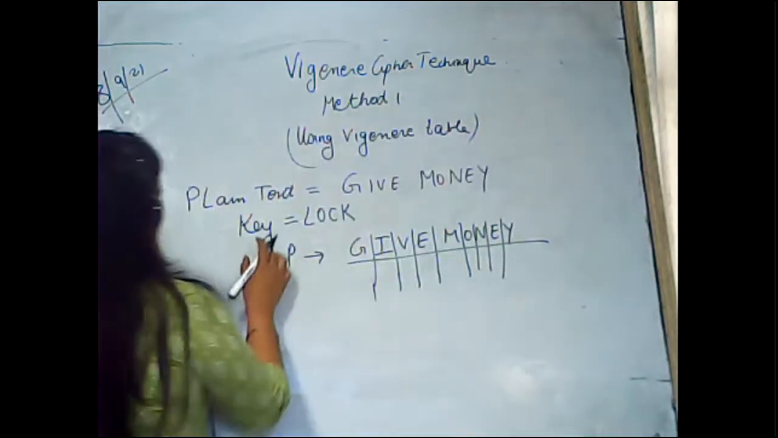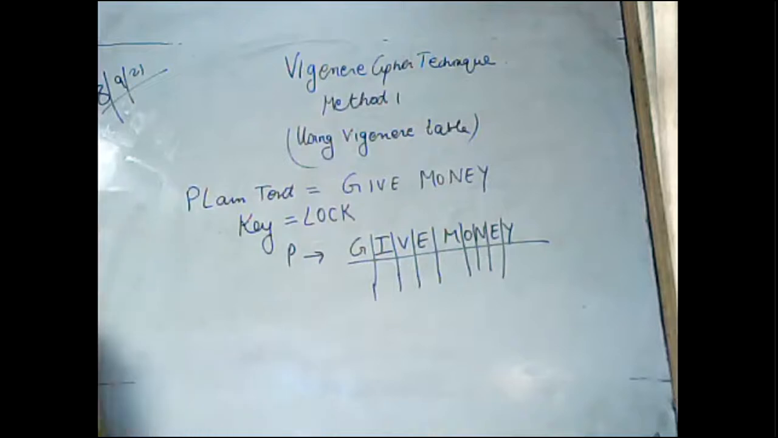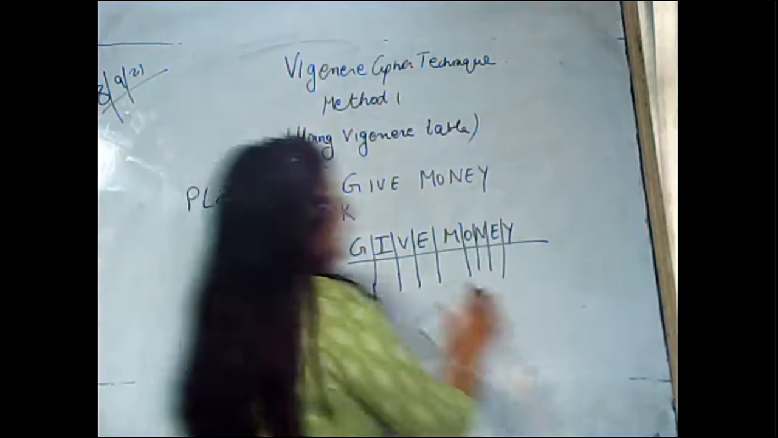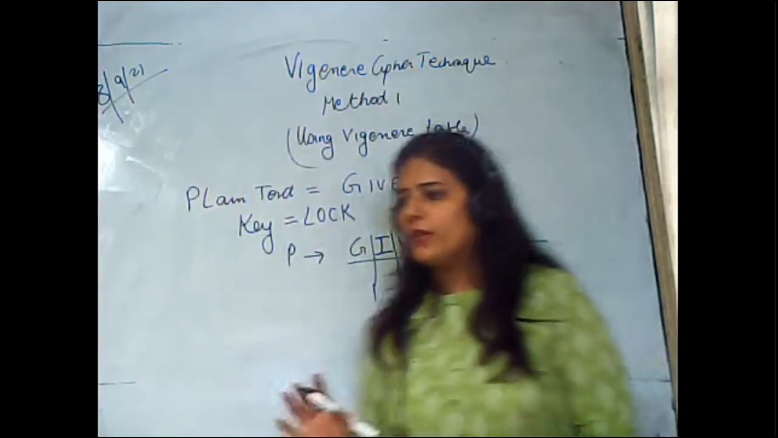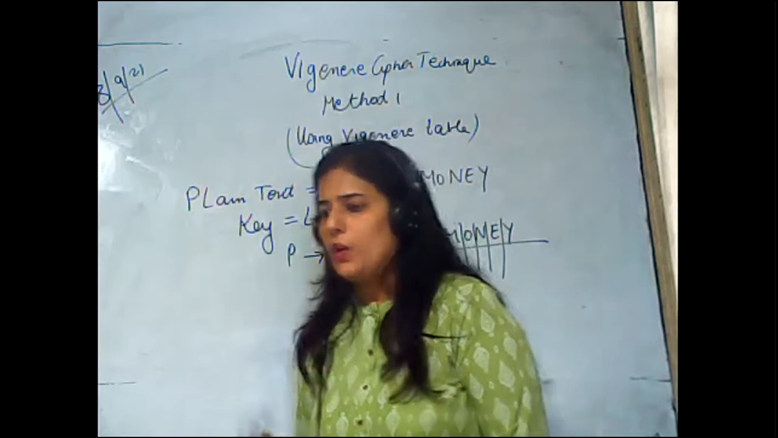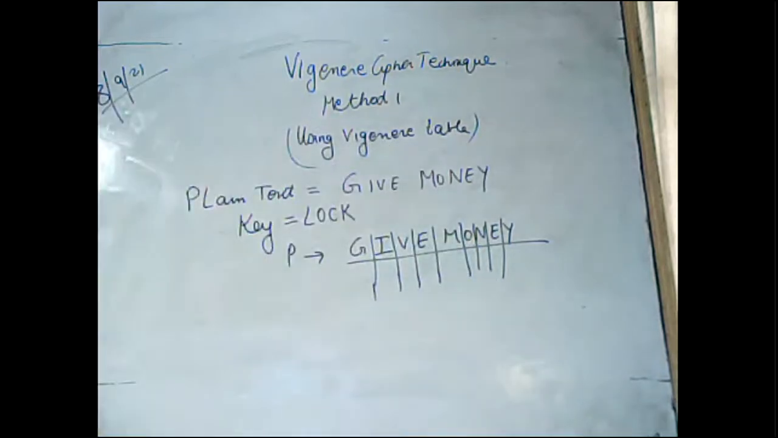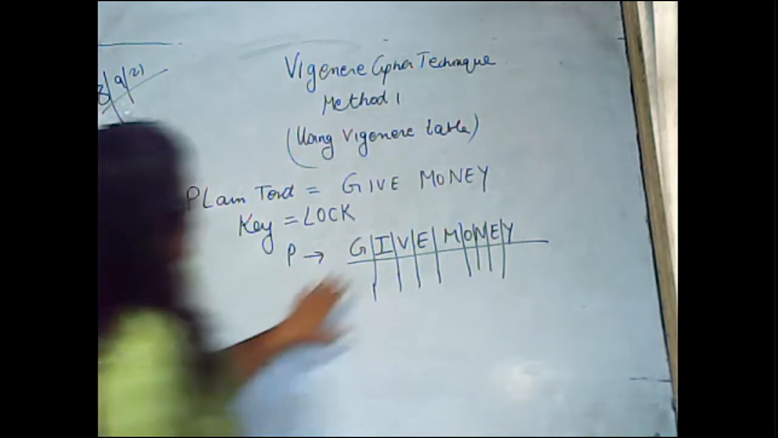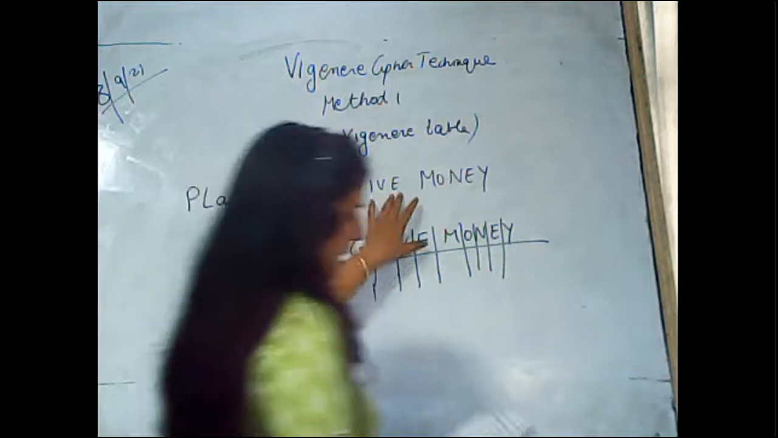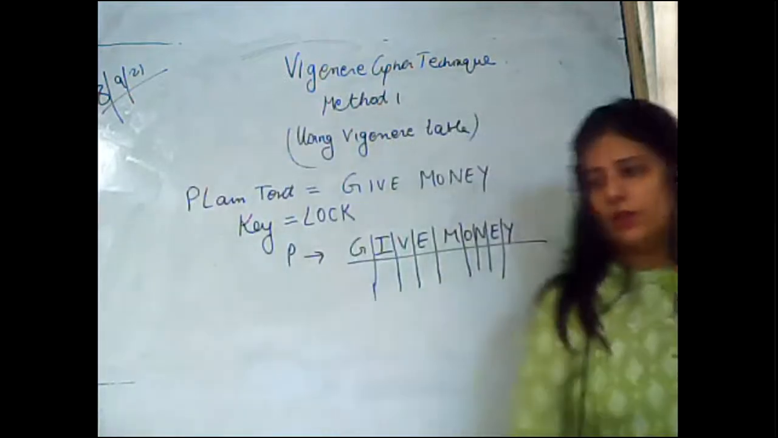Okay. Now what will I do? I will use this key again and again so that all the letters in my plain text are covered by it. How is this possible? I will repeat the letters of the key so that the number of letters in the plain text and the key becomes equal.